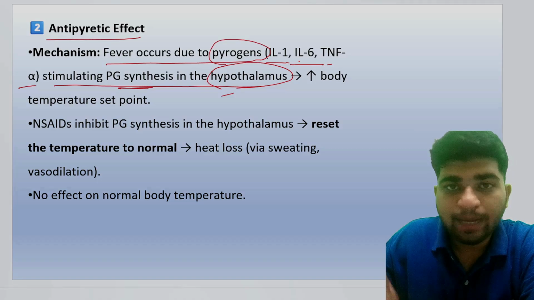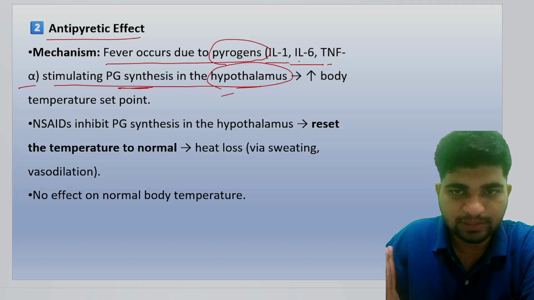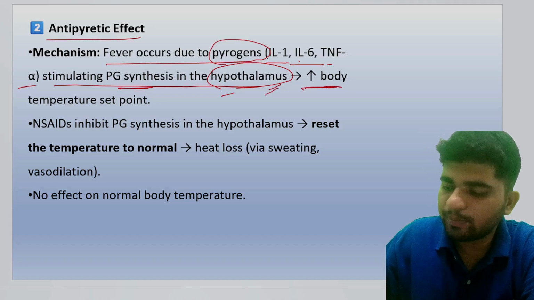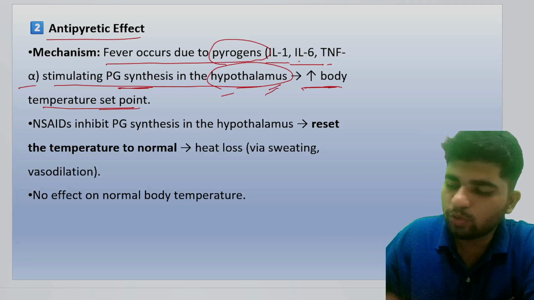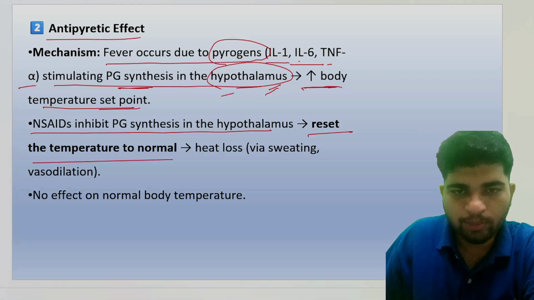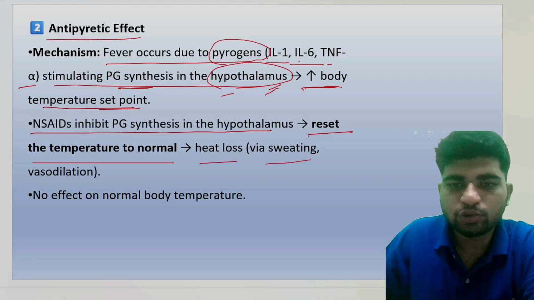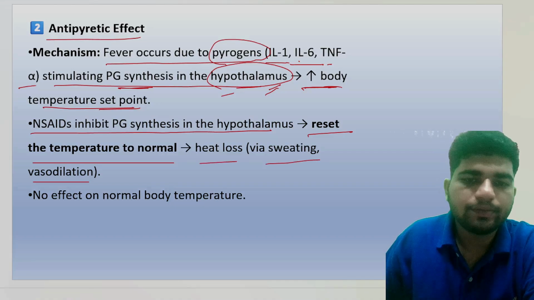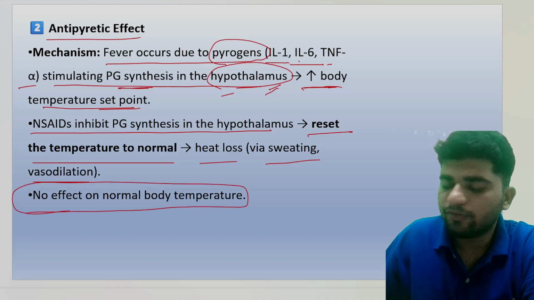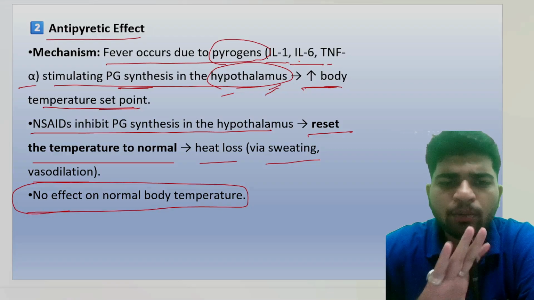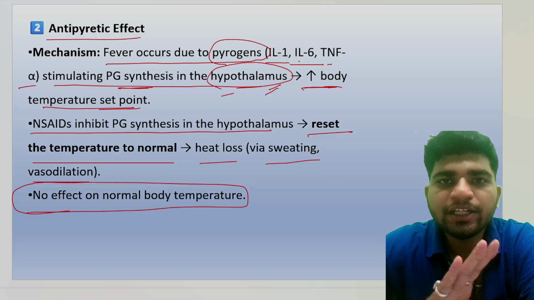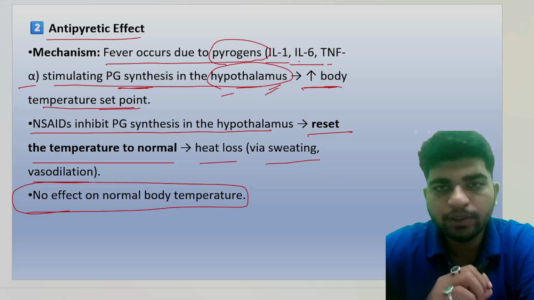That's why the hypothalamus, which regulates the body temperature, increases the body temperature set point. NSAIDs do what? NSAIDs inhibit PG synthesis in the hypothalamus and reset the temperature to normal via heat loss, that is through sweating or vasodilation. All right, and there will be no effect on normal body temperature. Whenever a person who has a normal body temperature takes NSAIDs, it generally has no effect on the body temperature.